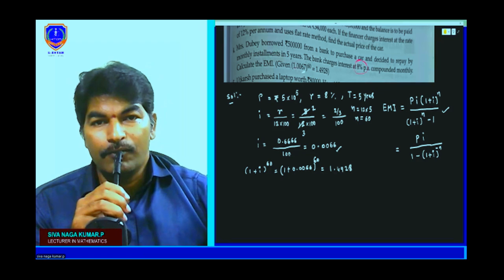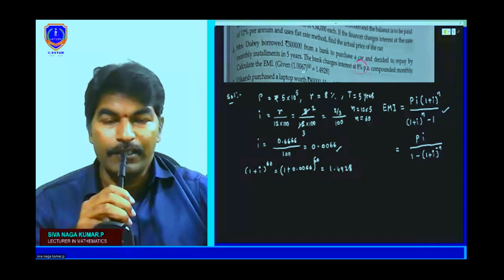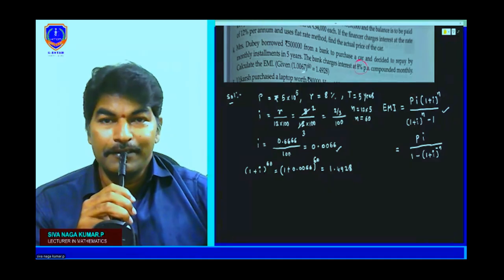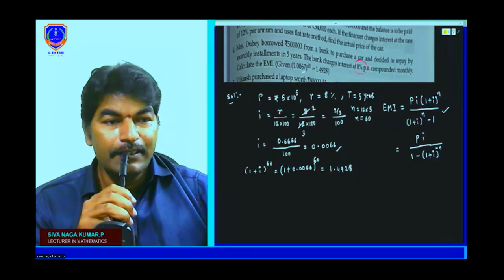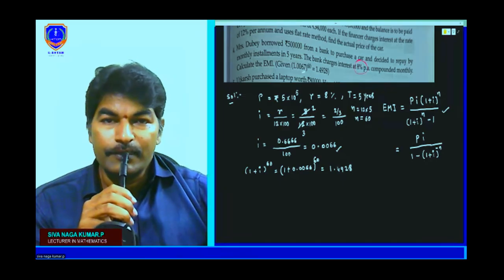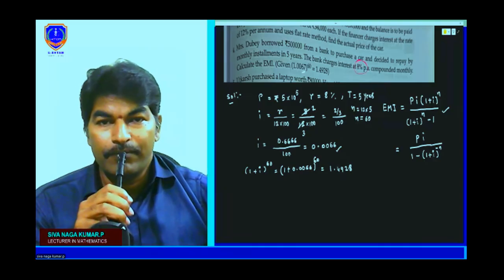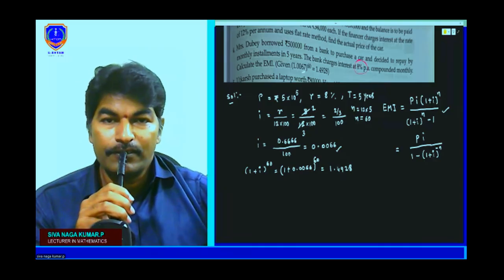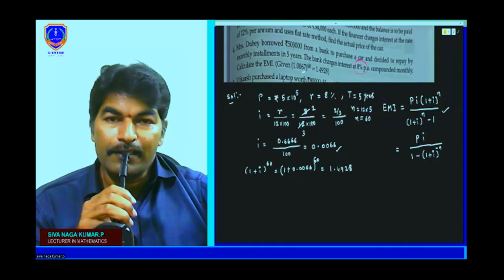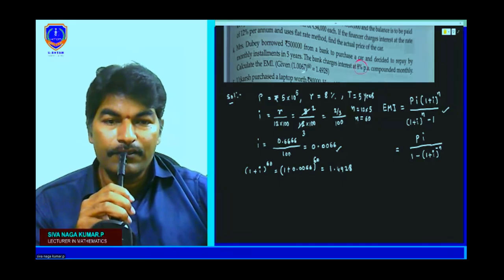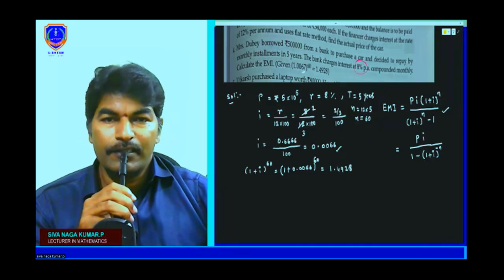So first take the borrowed amount, that will be P. Often students mistakenly take the 5 lakhs as EMI. That is very awkward, right? So take it as the borrowed amount, so it is P. Then identify the rate of interest, time period, and number of payments he has to make, and then calculate the i value according to the rate of interest. They mentioned 8%.